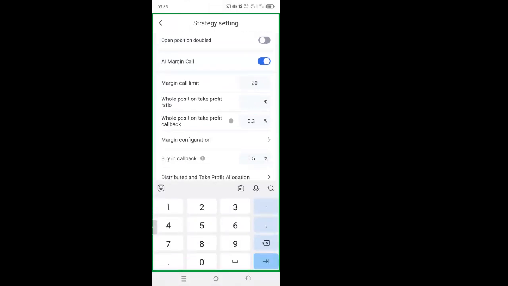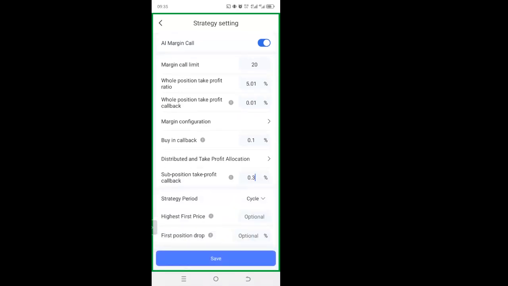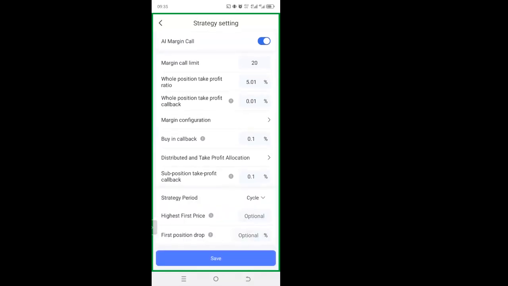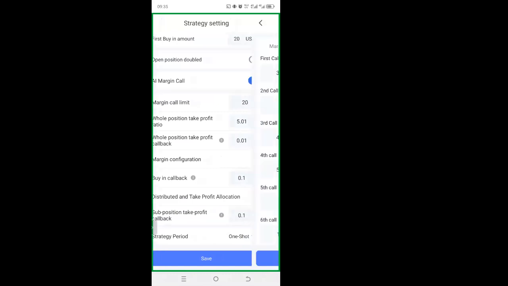Take profit, you're saying, I want to take 5.01 from the market, 0.01 as the callback. Here, 0.1 as the buy in callback. Supposing take profit callback 0.1. That is what I say. Strategy period, put 1 short. Now come to your margin configuration.